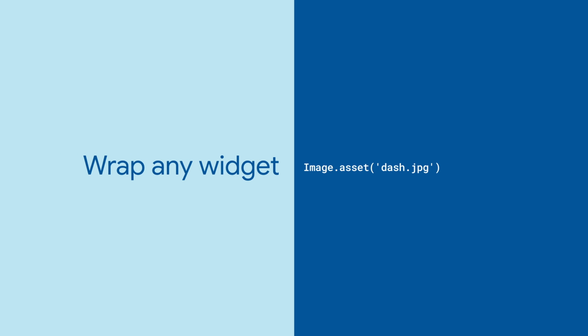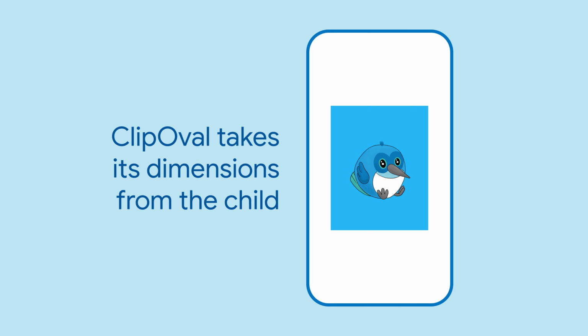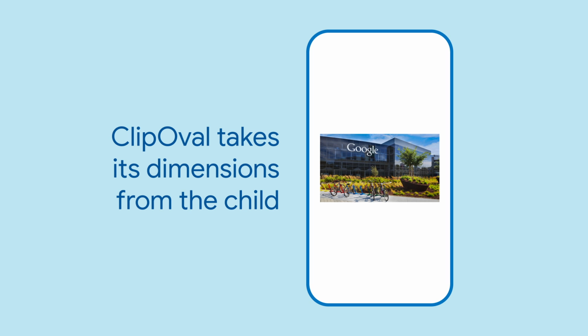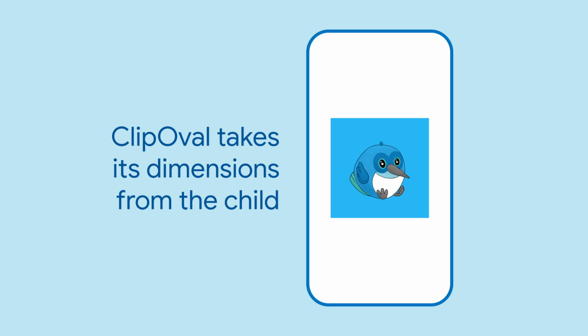Just take any widget, like the image here, and wrap it with a ClipOval. By default, ClipOval will take on the child's size, so this tall picture will be clipped by a tall oval. If the picture was wide, the resulting oval would also be wide. When the child is a square, then the oval will become a circle, because an oval that has the same width and height is a circle.